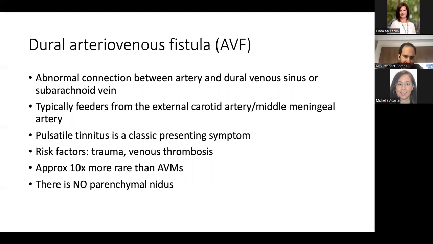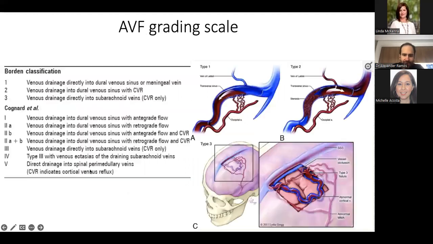The risk factors for this: they're often spontaneous, but they could be caused by trauma or venous thrombosis. They're approximately 10 times more rare than AVMs. And again, there's no parenchymal nidus. So this is how to conceptualize them. This is an artery directly connecting into a sinus. This is a low-grade fistula.